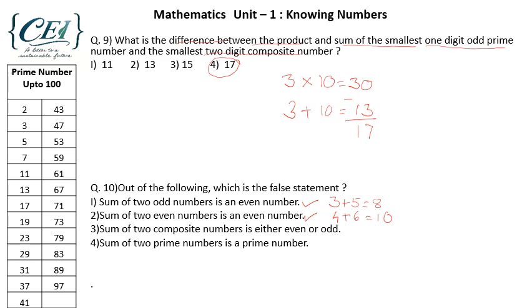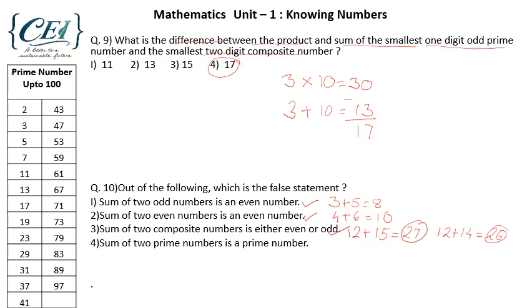Sum of two composite numbers is either an even number or an odd number. Which is a composite number? For example, 12 is a composite number, and the next composite number is 15. If you take 12 and 15, the sum is 27, an odd number. Whereas if you take 12 plus 14, both composite, meaning non-prime, the sum is 26, which is even. So this is the right statement.